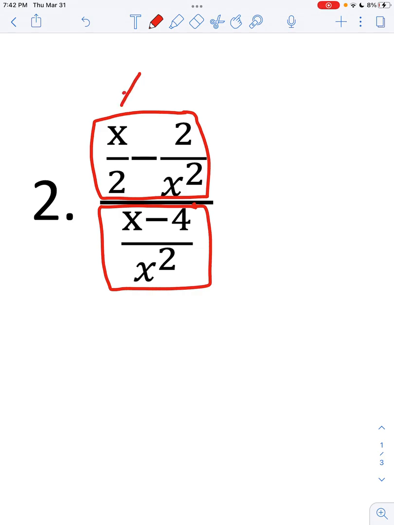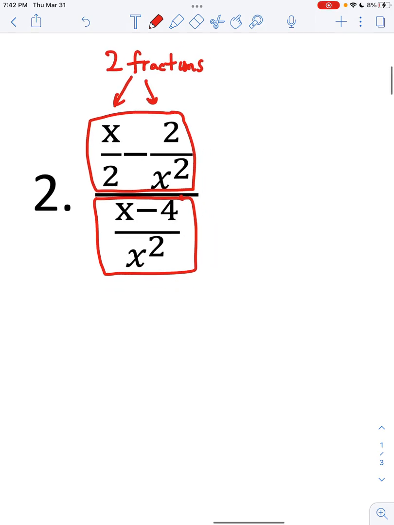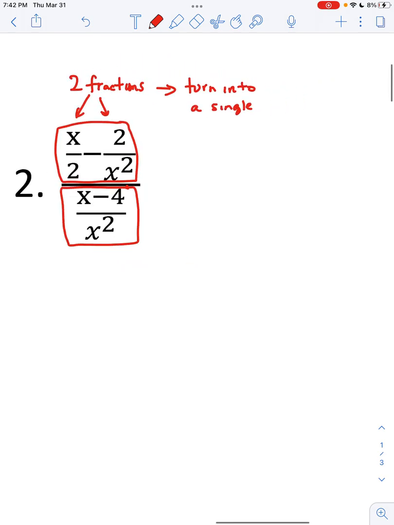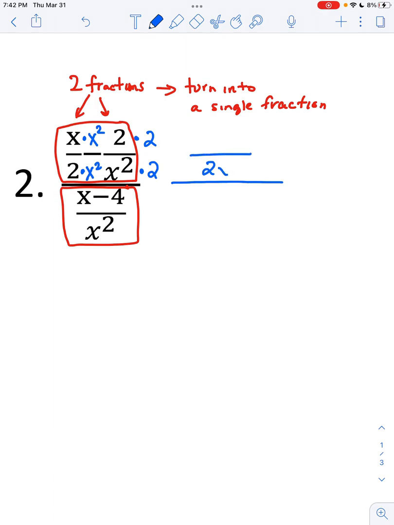So this top fraction has 2 fractions being added or subtracted. What we want to do is we want to actually subtract them, condense them, so that it turns into a single fraction. And just focus on one part at a time. So what we need to do is we need to multiply this by x squared, top and bottom, and we need to multiply this by a 2, top and bottom, to get common denominators. So we will have the common denominator of 2x squared.